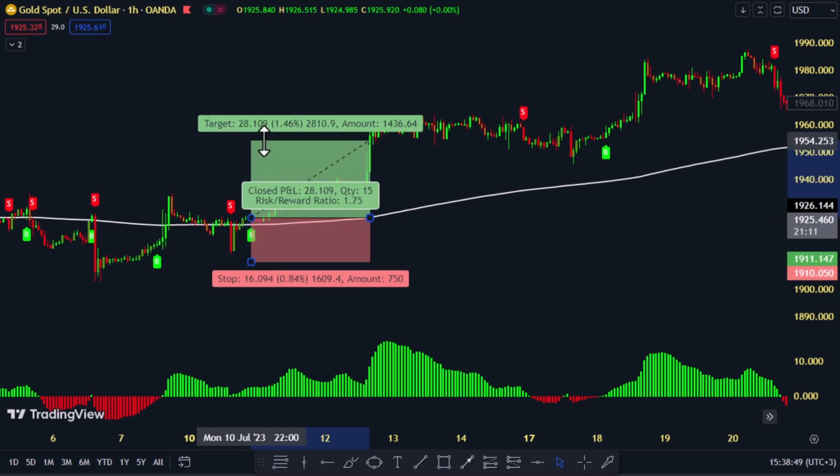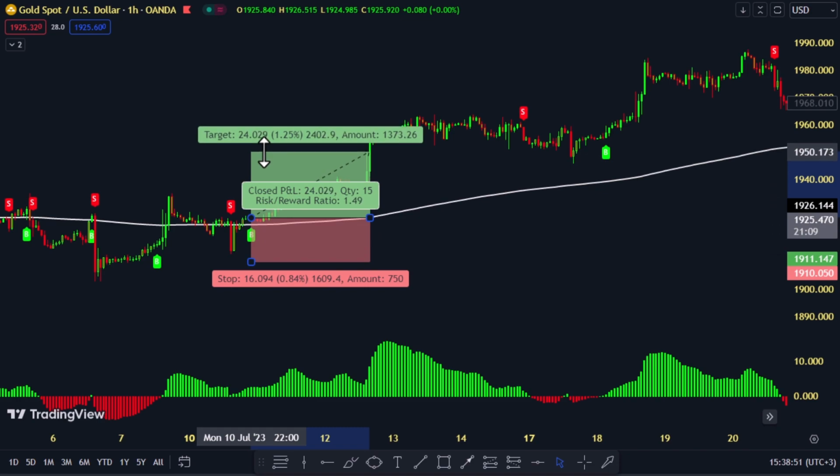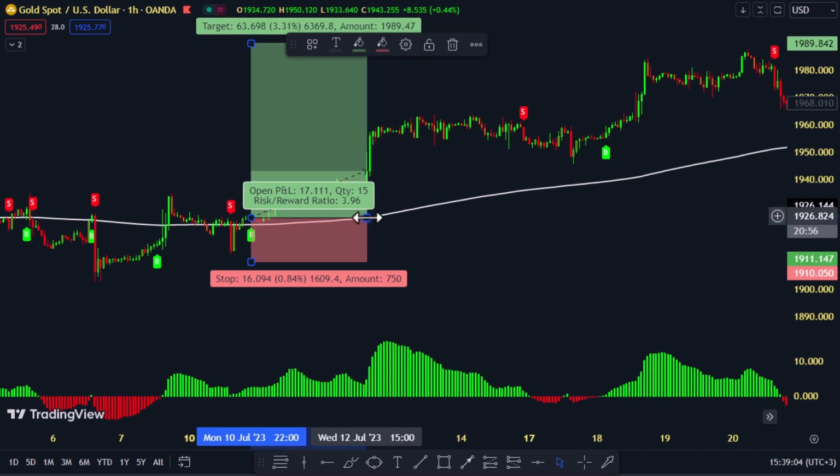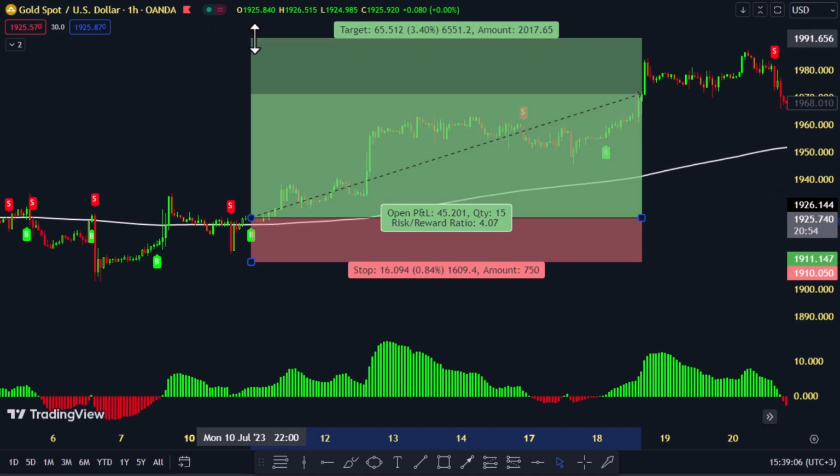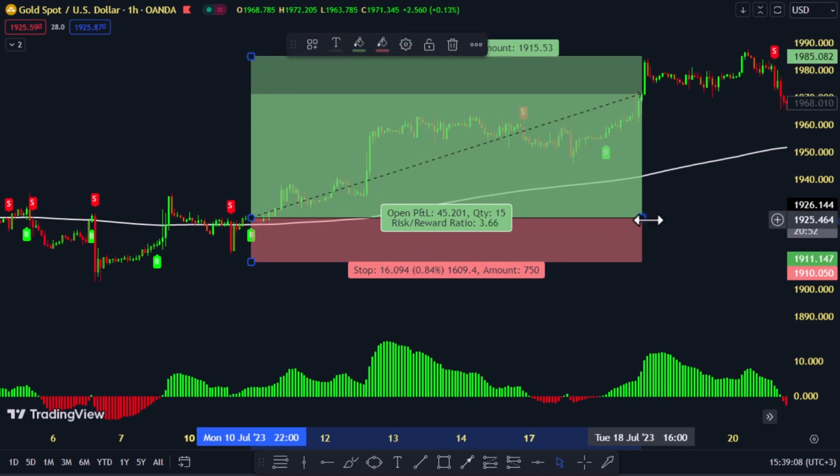This will help protect your capital in case the trade goes south. And when it's time to exit the trade, consider using a risk-to-reward ratio of 1 to 1.5. Or you can just watch the video until the end, because I have a surprise for you and I'm going to show you how to increase your profit factor way more than that.